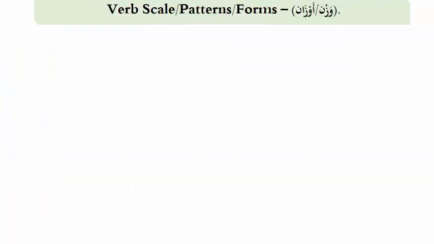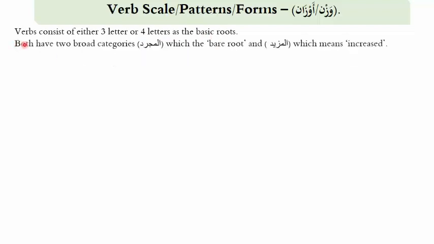So, in this slide, inshallah, we are dealing with verb scale, or we call it patterns or forms, right? That's what is used. The scales of the verb, or the patterns of the verb, or the forms of the verb. And this is called the wazn or the awzan. Verbs consist of either 3 letters or 4 letters as the basic root. It's called mujarrad. Both have 2 broad categories. Al-mujarrad. This is the basic root, which is the bare root. 3 letters, fa, ayn, and lam, or 4 letters. We will discuss this as we go on, inshallah. Okay, but they are both called mujarrad. And that is the bare root.